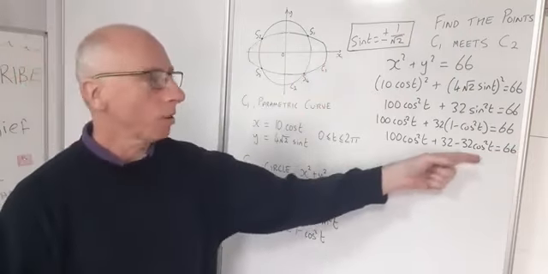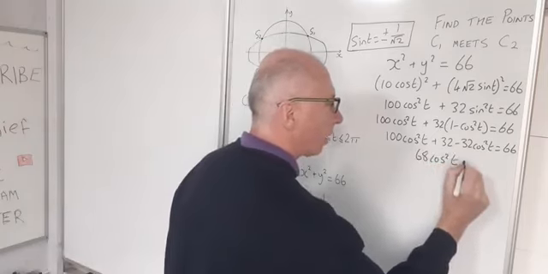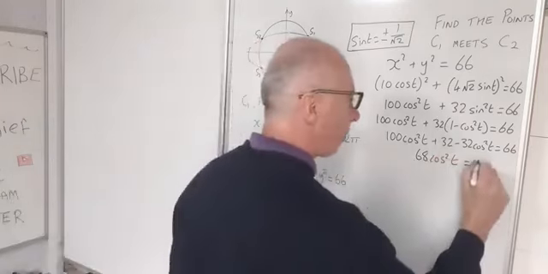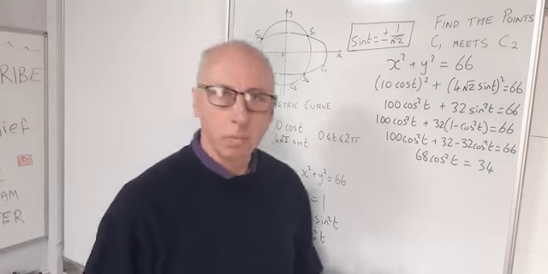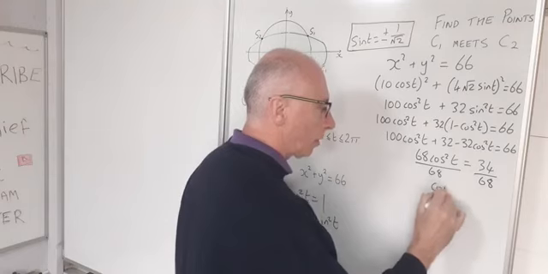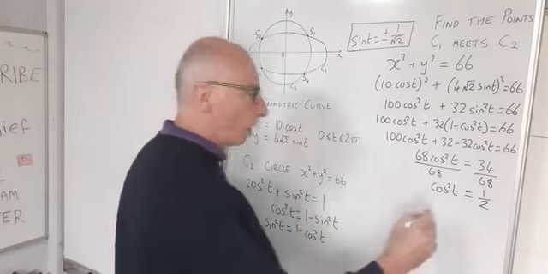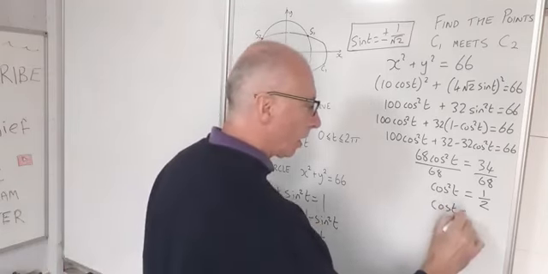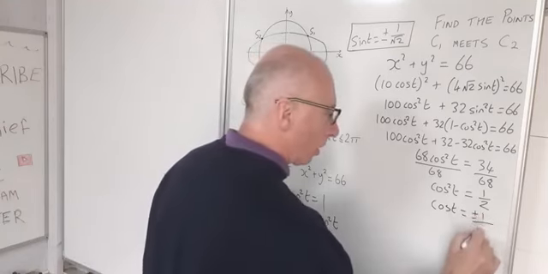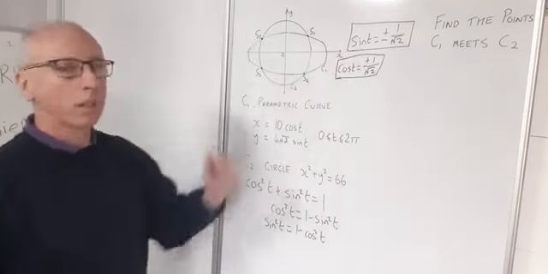Okay, let's get the cosine squared terms on their own. So that'll give me 68 cosine squared t, and 66 minus 32 gives me 34. So as we did before, let's divide both sides by 68. So now I get cosine squared t equals a half, and a very similar result to before. Square root both sides, so the square root of this gives me cosine t equals plus or minus 1 over root 2. So that's cosine. Okay, so we've got sine t and cosine t.